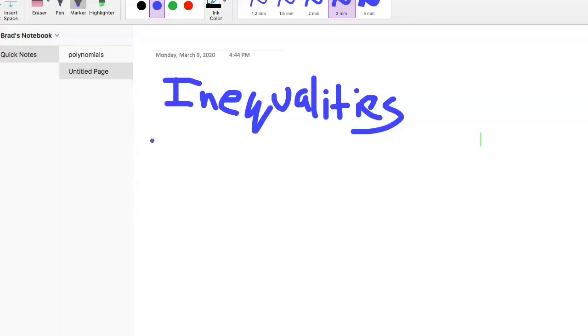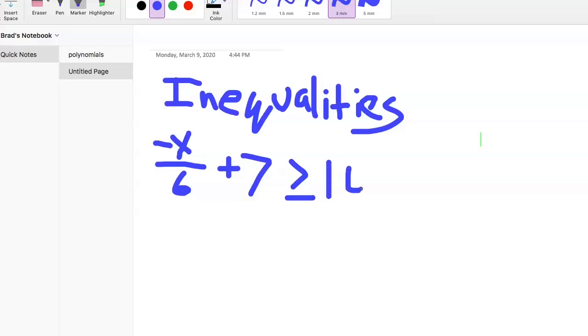So here's our first problem. We've got negative x divided by 6 plus 7 is greater than or equal to 10. Okay, so right now it looks kind of like a mess, right? So first thing is, let's get rid of the 7.